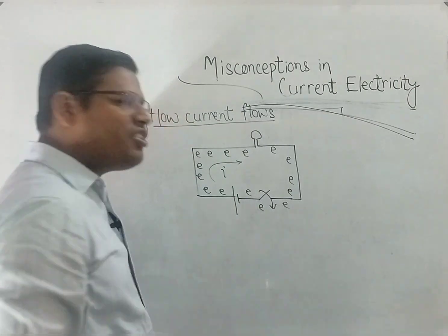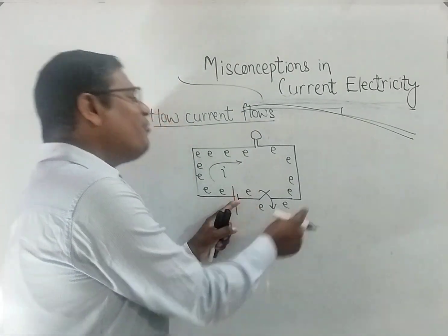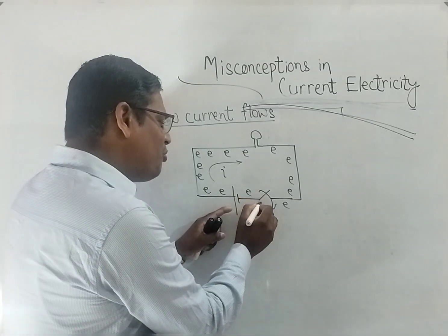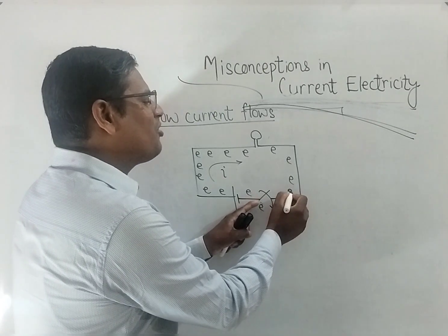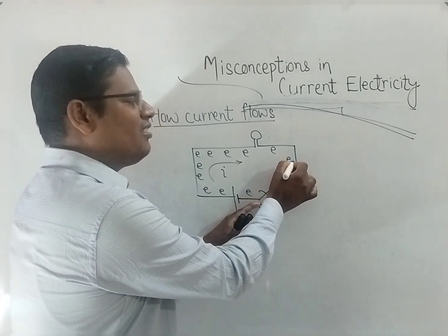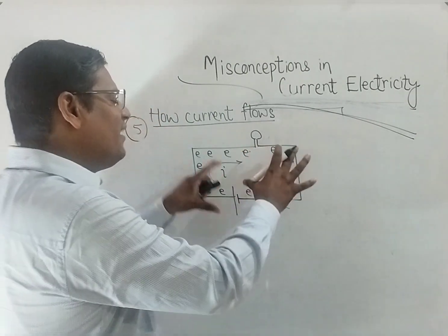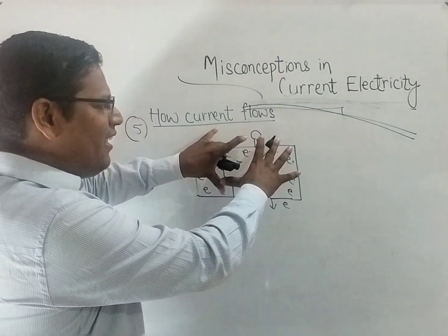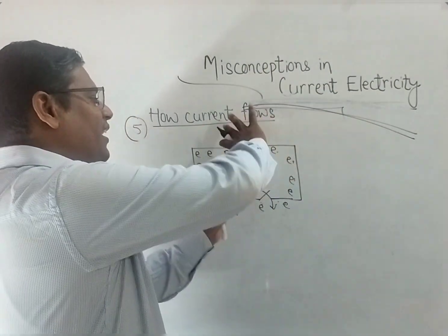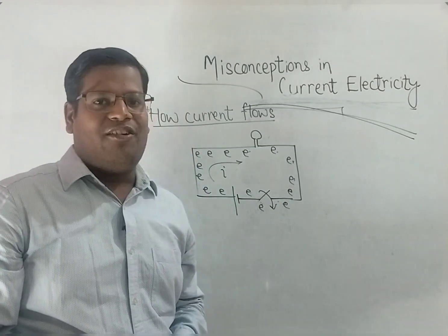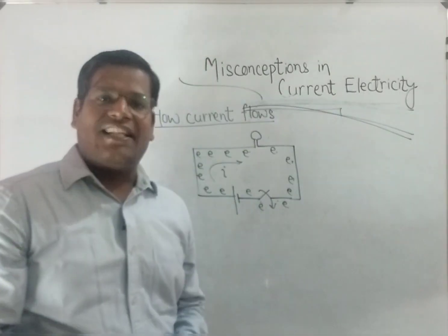As soon as you switch it on, it is not that the electron starts from here and reaches here. This electron moves here, this electron moves here, this electron moves here, and so on. That means all the electrons, wherever they are standing, as soon as you switch it on, start moving like this, in addition to their random velocity. This is how the current gets established.